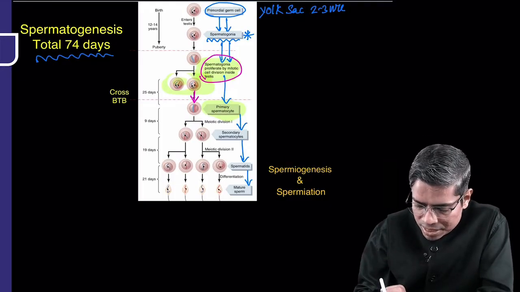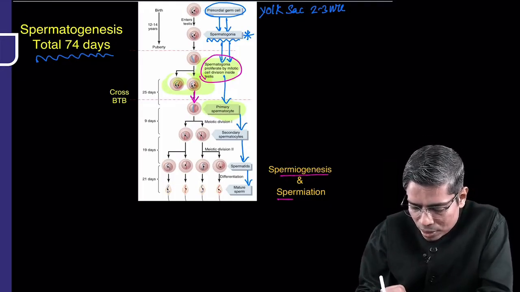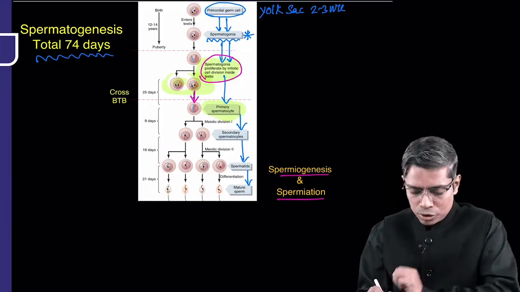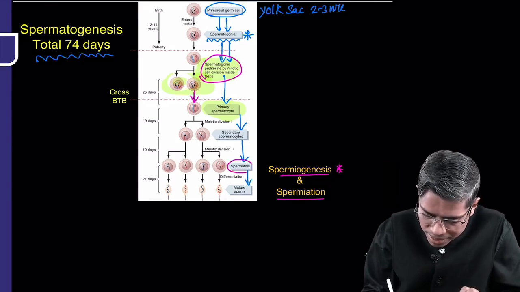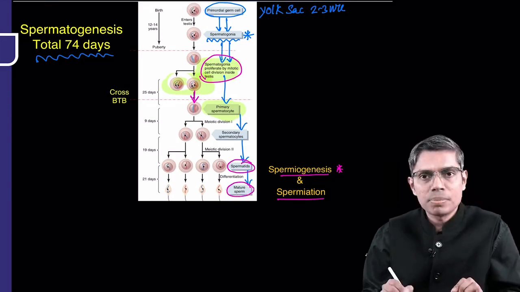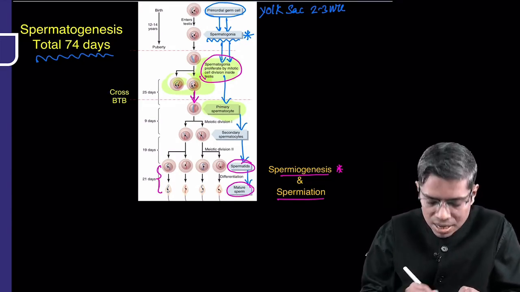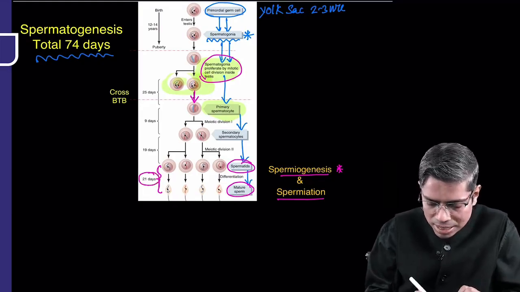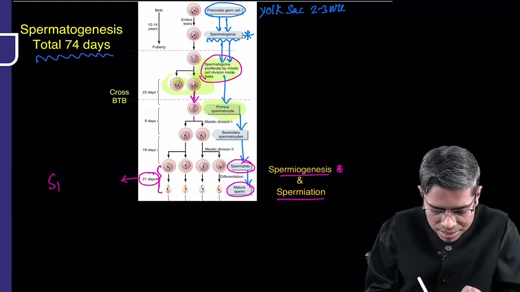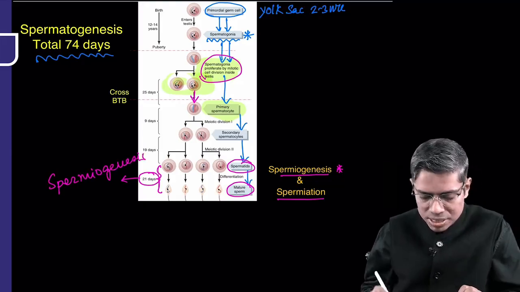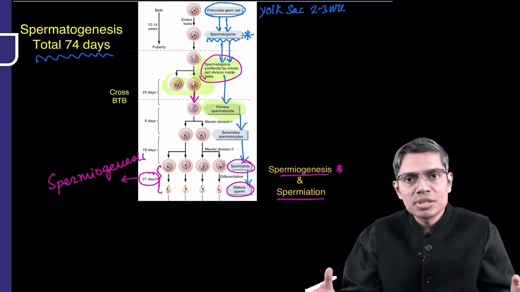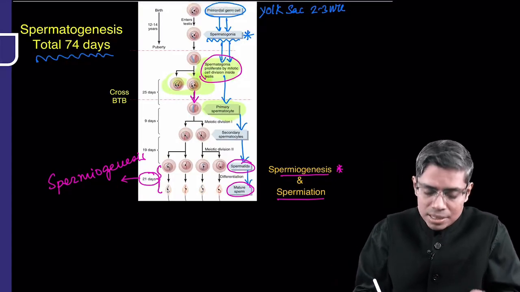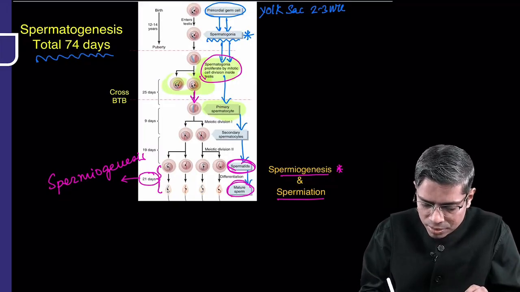Now, two terms are written here. One is spermiogenesis and one is spermiation, right? So spermiogenesis, the first one, means when the spermatid is converted into mature sperm, means this last stage which is requiring this 21 days according to Guyton, this is known as the spermiogenesis. So spermiogenesis means spermatid is converting into mature sperm.